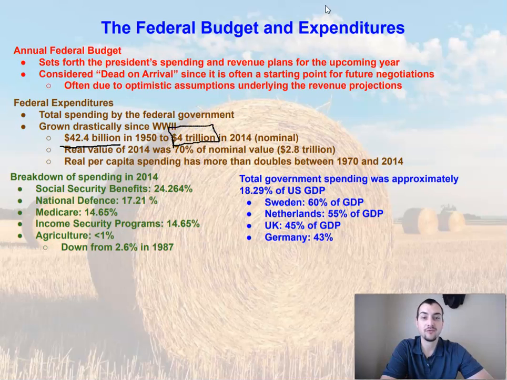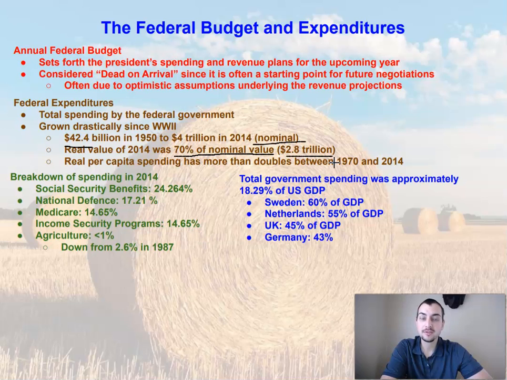The federal government spent $4 trillion in 2014. And guys, that was the nominal value. So let's go ahead and adjust this $4 trillion in 2014 to the real value, so that we can compare the real value of 2014 back to the value in 1950. The real value of 2014 was about 70% of the nominal value. That was $2.8 trillion. So if we compare the real value of 2014 back to 1950, we spent $42.4 billion in 1950 and $2.8 trillion in 2014.